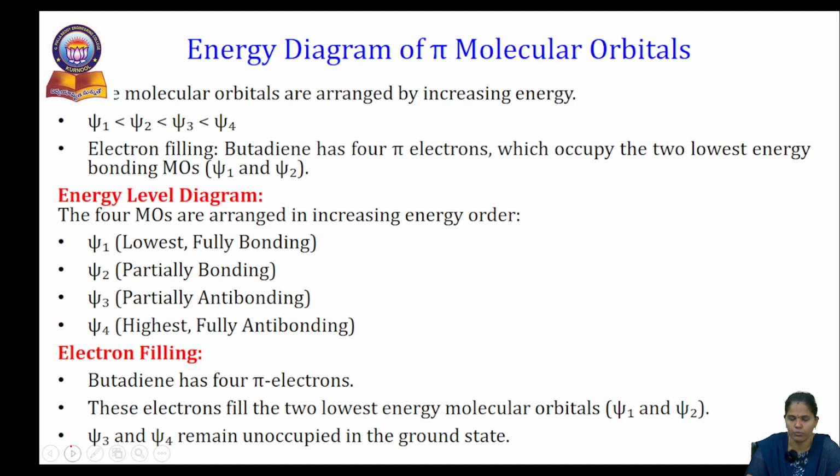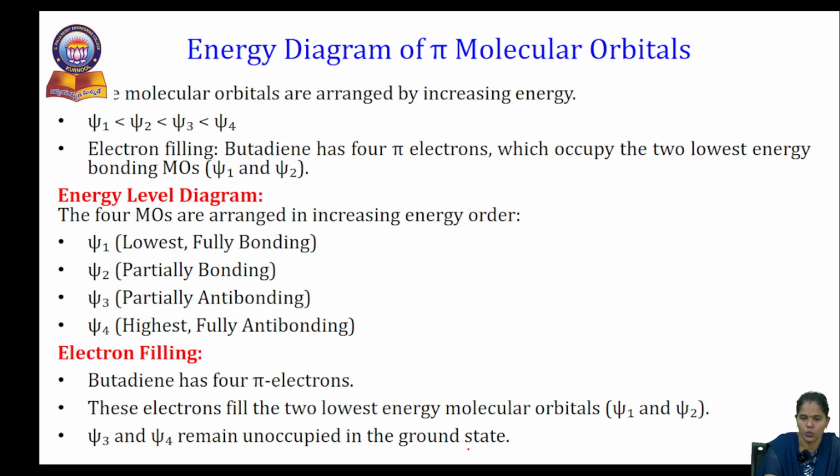Electron filling. Butadiene has 4 pi electrons, which occupy the 2 lowest energy bonding molecular orbitals, that is Psi1 and Psi2. Psi3 and Psi4 remain unoccupied in the ground state.